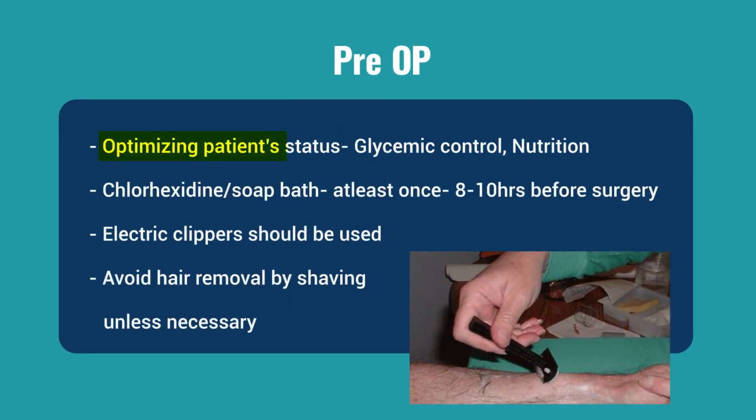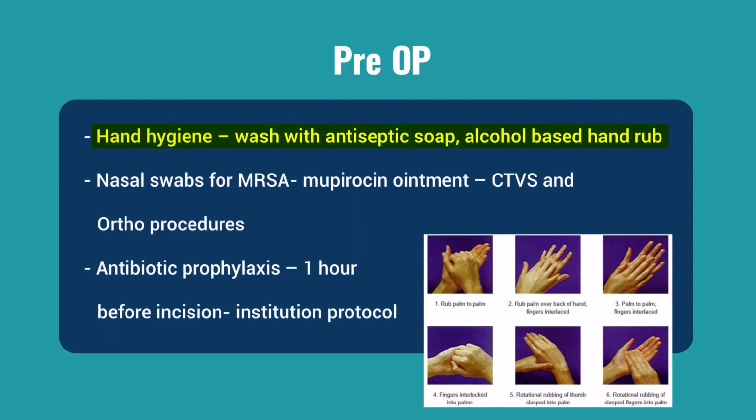So the pre-op recommendations, what do we need to check? We need to optimize the patient status with respect to the glycemic control and the nutrition. So the patient should be given a good soap water bath with chlorhexidine at least 8 hours to 10 hours before the surgery. So there should be electrical clippers used to remove the hair in the surgical site, and it is better to avoid shaving as it causes minor abrasions in the skin, which increases the surgical site infections. And hand hygiene is very important.